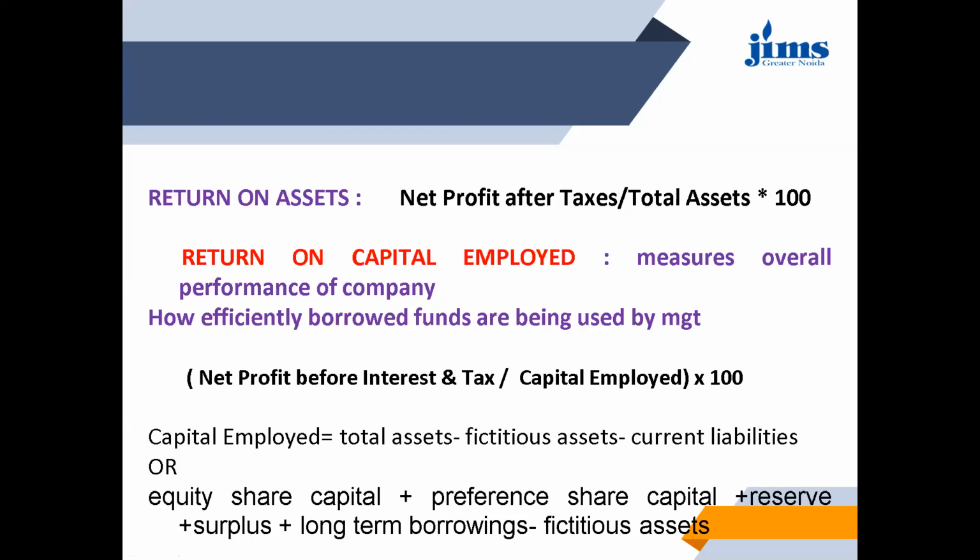Next is return on capital employed. It measures the overall performance of the company. So this particular ratio tells us how efficiently the borrowed funds are being utilized by the management. So the formula to calculate return on capital employed is net profit before interest and tax divided by capital employed into 100. So how to calculate capital employed? There are two formulas for this that I've already discussed in the previous lecture.